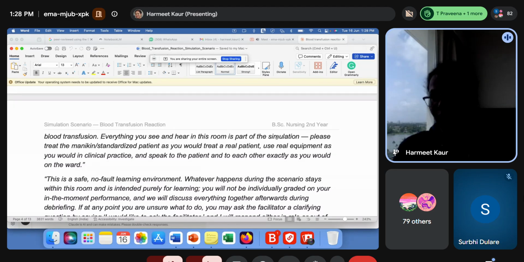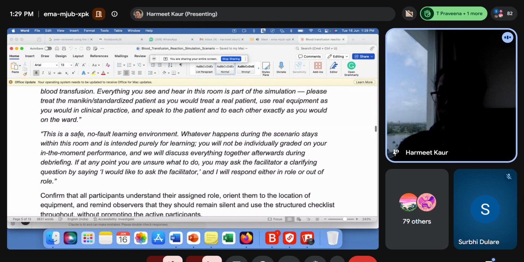room is part of simulation. Please treat the mannequin or standardized patient as you would treat a real patient. Use real equipment as you would in clinical practice, and speak to the patient and to each other exactly as you do it in the ward. So this is very, very important that you tell them that you have to do it.